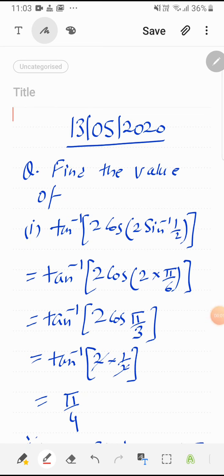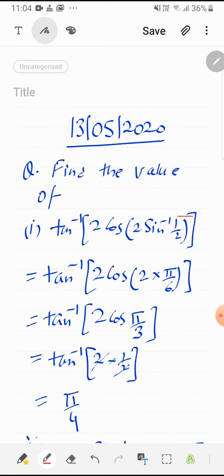Hello students, today we are going to discuss some problems based on inverse trigonometric functions. So the first problem is: find the value of tan inverse of 2 cos of 2 sin inverse of half. These are very common questions and normally these questions are asked in board exams.